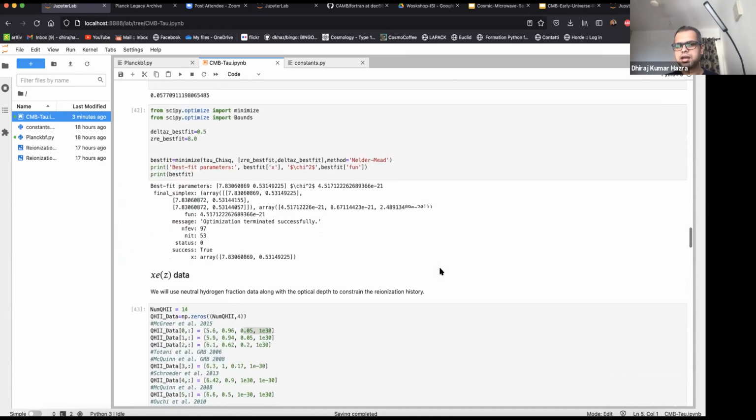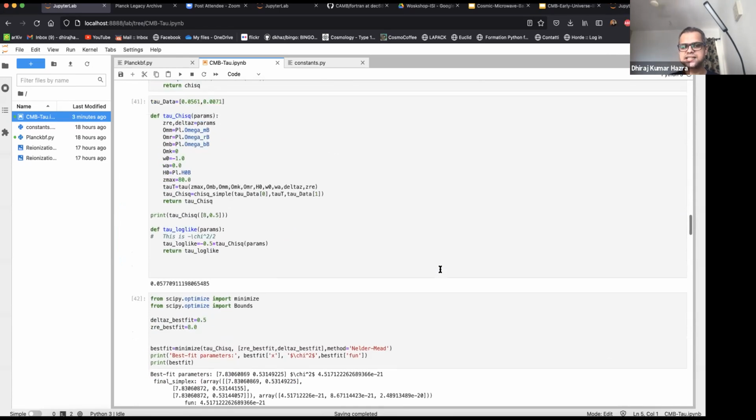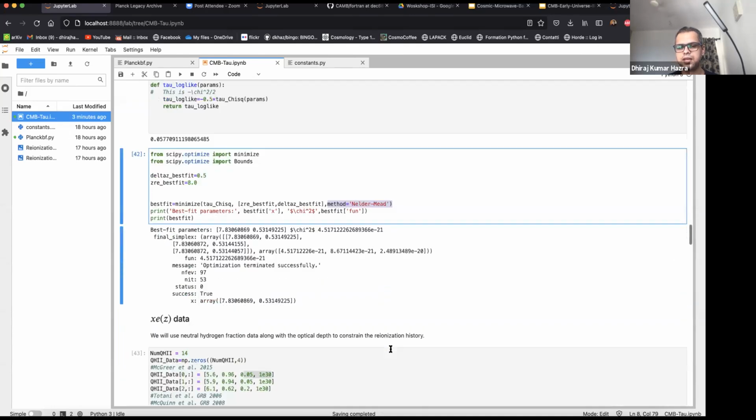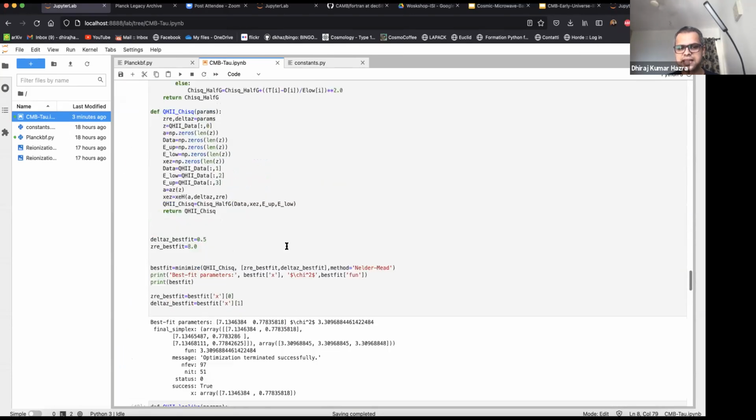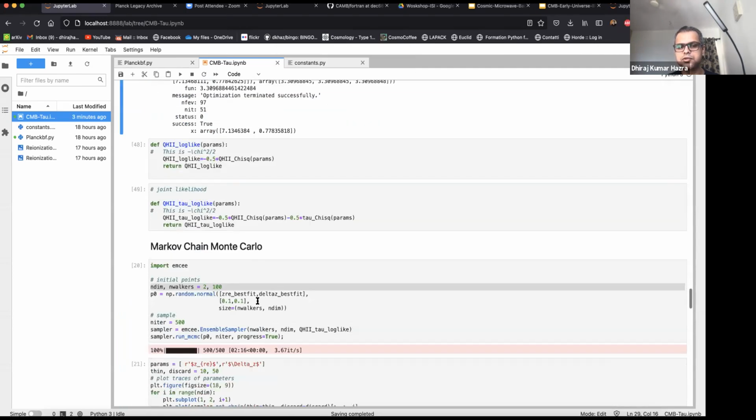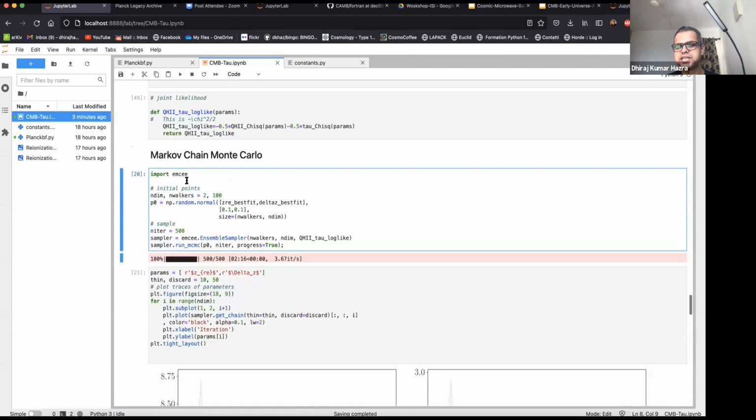What I was doing is asking this scipy minimize function to minimize this chi-square by varying this z_re and delta z_re using a certain method called Nelder-Mead. Then I have added other chi-squares, and then I am asking this MC to perform a Markov chain Monte Carlo.